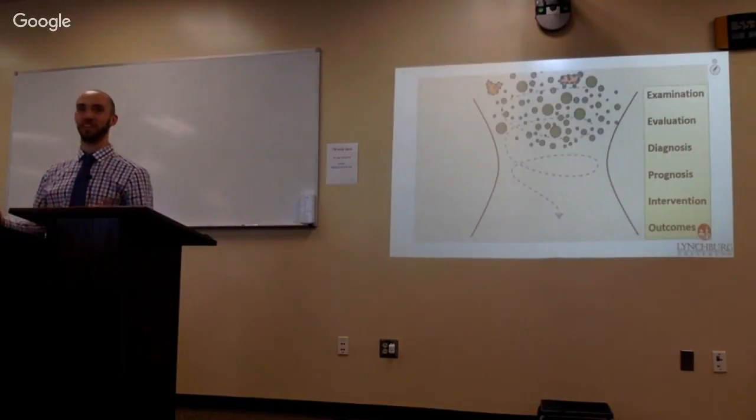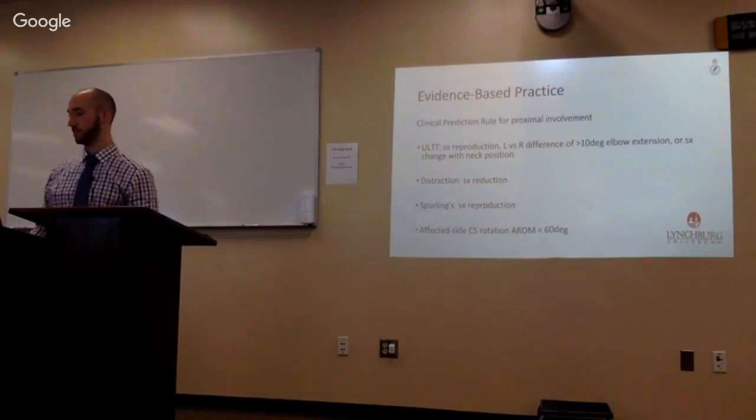So now we're feeling like we're getting somewhere. We're able to really recreate his symptoms. He's able to say, that's my pain, and we're beginning to link it closer to function. So there's a pretty well-established CPR for proximal involvement. This describes an upper limb tension test that recreates their symptoms, a left versus right difference of over 10 degrees of elbow extension, which we have, and symptoms that change with neck position, which we have. Cervical distraction does reduce the symptoms, Sperling reproduces the symptoms, and with gross 50% restriction of neck motion, he has less than 60 degrees of C-spine rotation, though it would have been better to measure objectively.